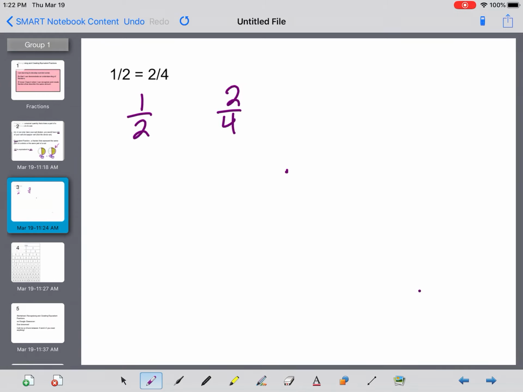Okay, and one way that you can tell that these fractions are equivalent is that if we multiply the first one by 2, we end up with 1 times 2 equals 2, and 2 times 2 equals 4. And the same would work if we were to divide by 2. 2 divided by 2 equals 1, and 4 divided by 2 equals 2. And so we end up with 1/2 again.